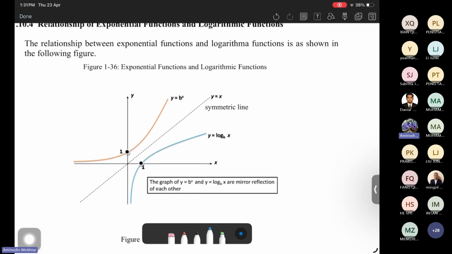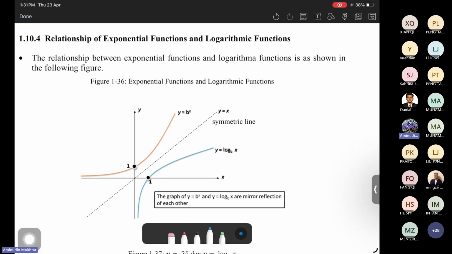Okay, let's say we have two different equations. The first one is an exponent, the second one is a log. When we draw the graphs, let's say y equals b to the power x and y equals log base b of x, these two graphs are a mirror reflection of each other.